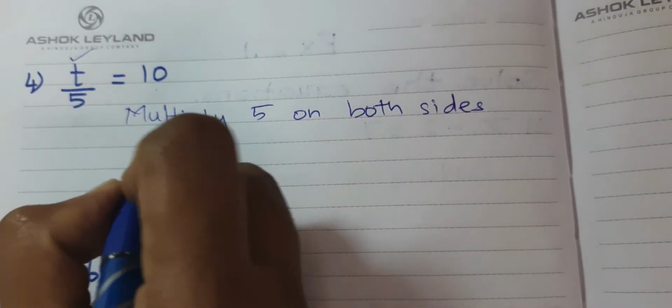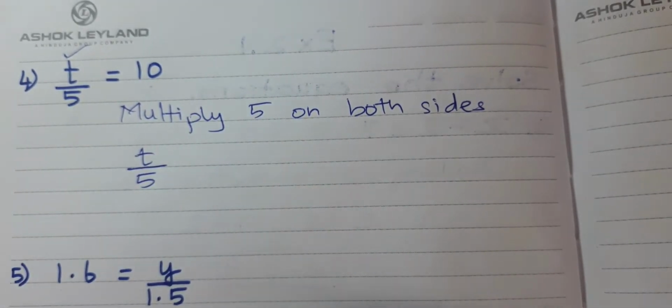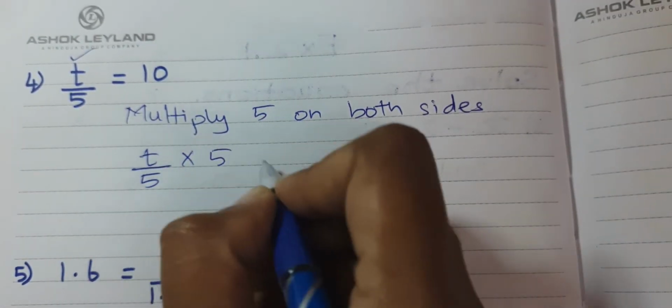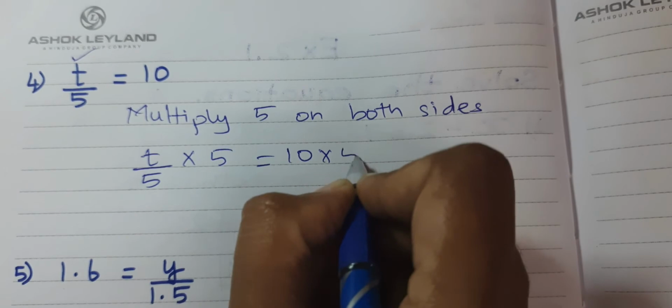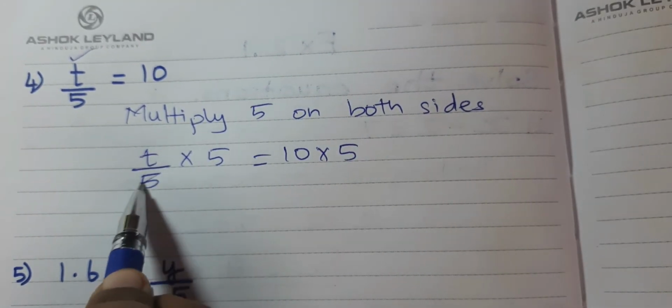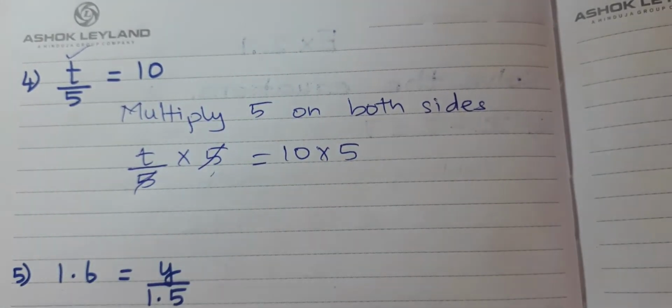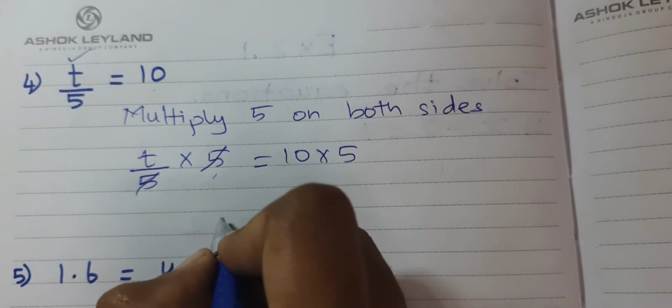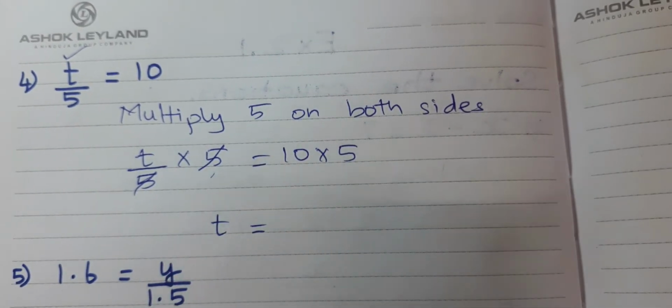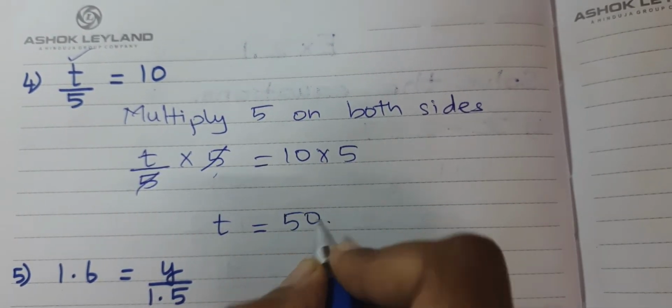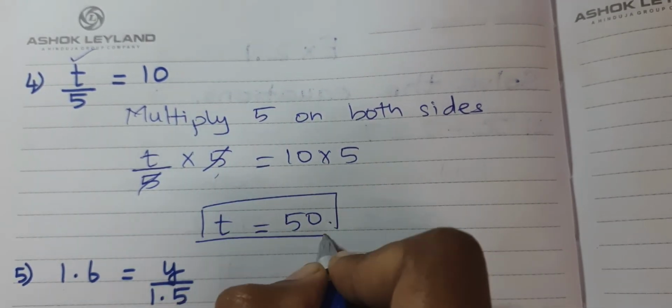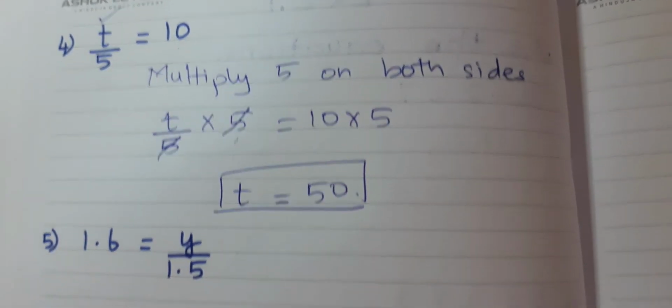So t by 5 multiply 5 equal to 10 into 5. So I can easily cancel. 1 5 is 5, 1 5 is 5. Both will get cancelled. So t equal to 10 into 5, 50. So the answer is t equal to 50 is the answer.